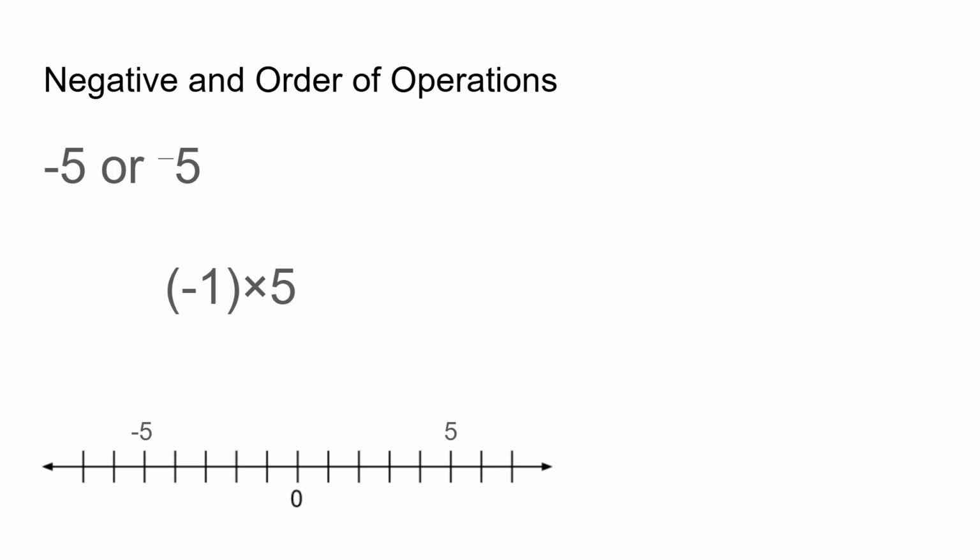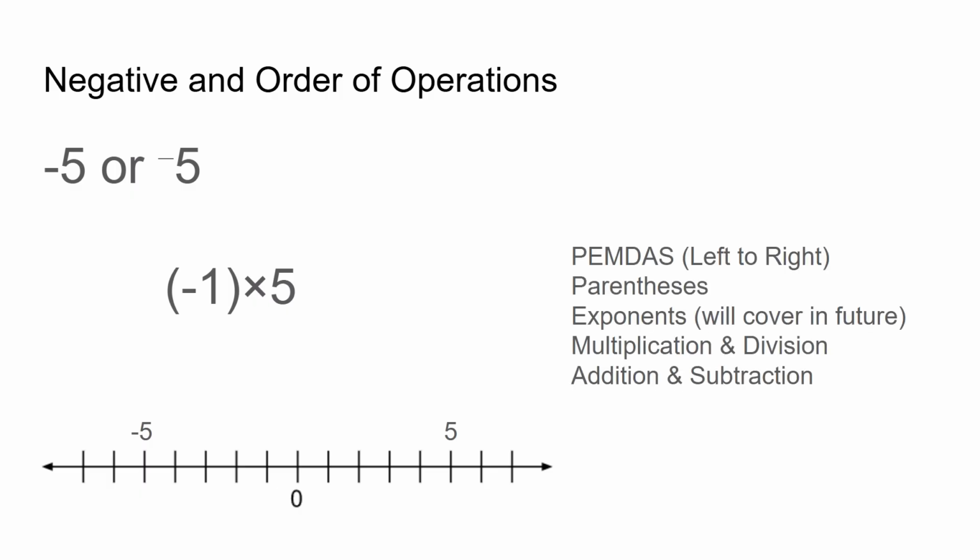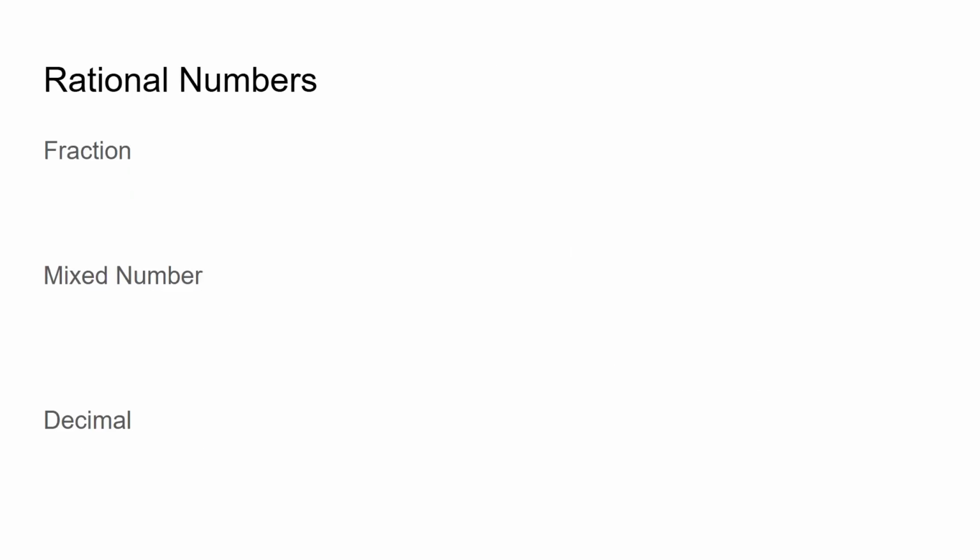A mnemonic for order of operations is PEMDAS. So normally you would go left to right. First you do parentheses, then exponents, which I can cover in the future, then multiplication and division, then addition and subtraction.